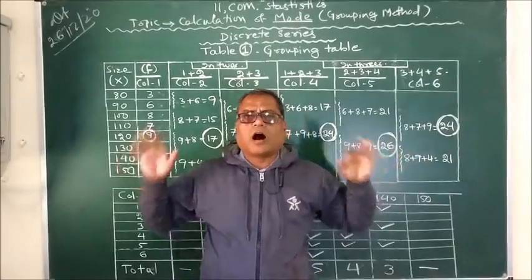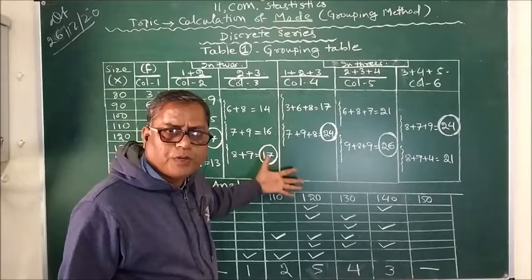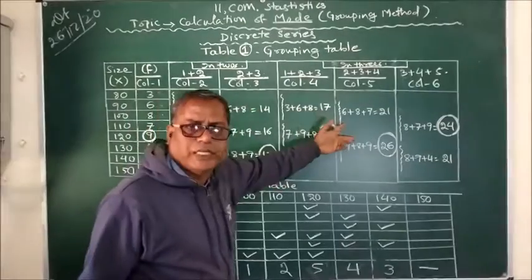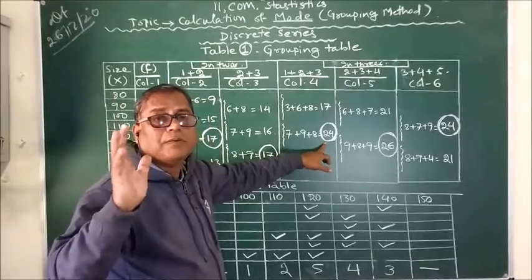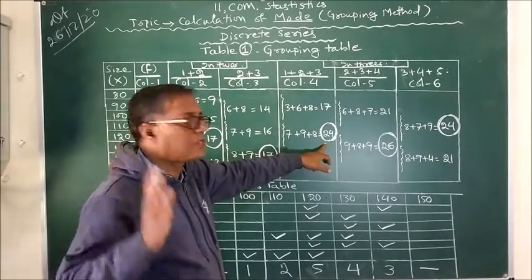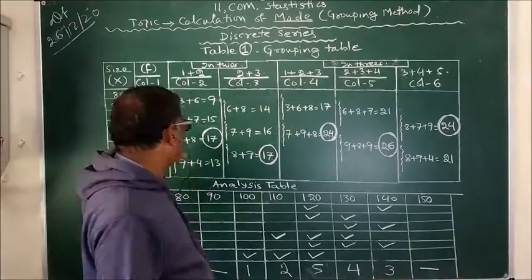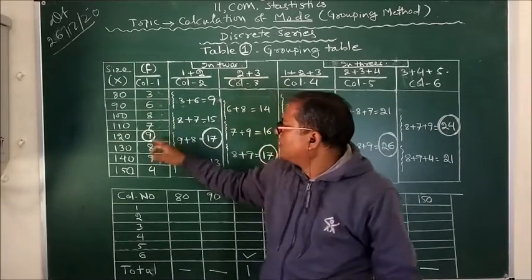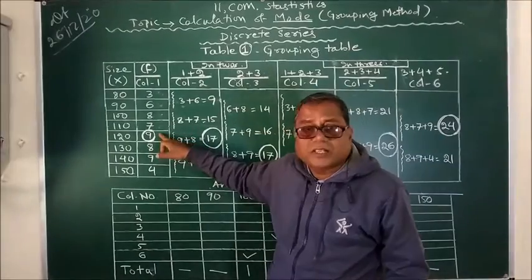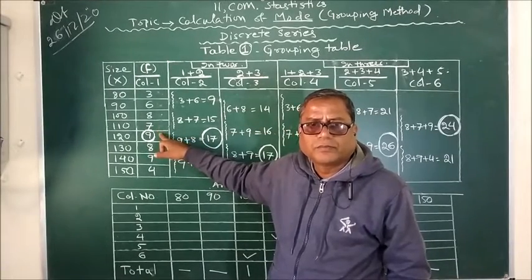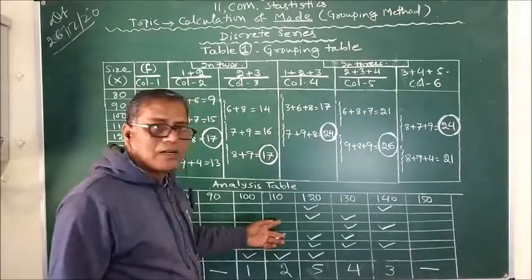So this is how our grouping job is finished. We have already grouped in 2s and in 3s. We found the sums and we circled the maximum sum or the highest sum in all the columns, all 6 columns. And you see, in the first column, the highest value is 9. Even if there are 2 values, we have to take the first highest value, that is 9. Okay? So, after grouping, we will make the analysis table.